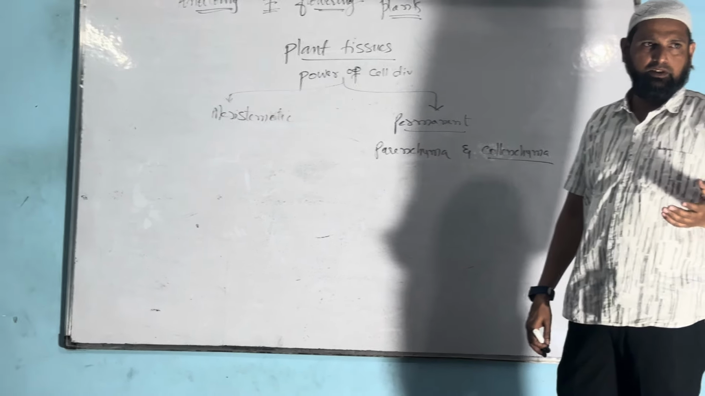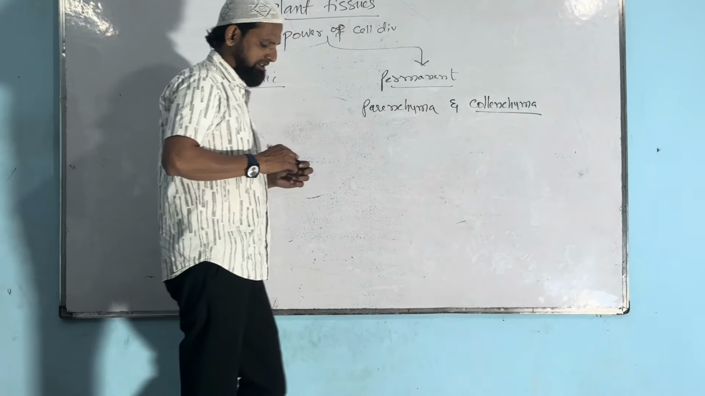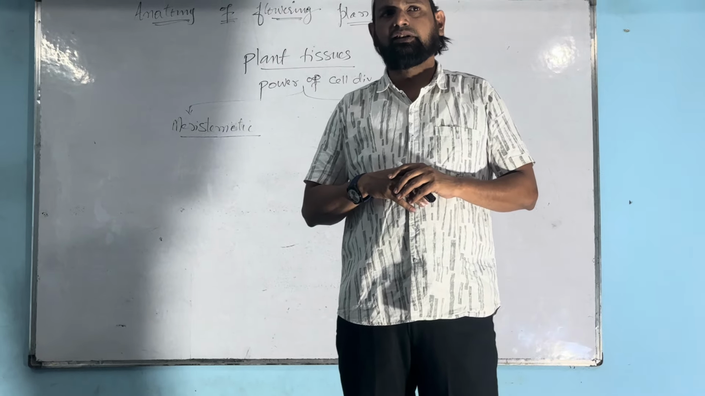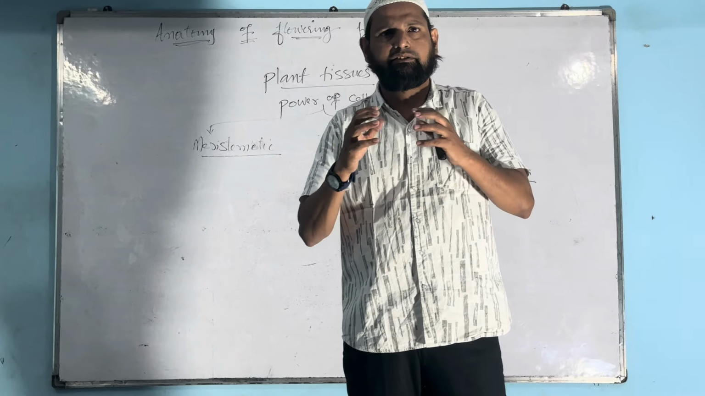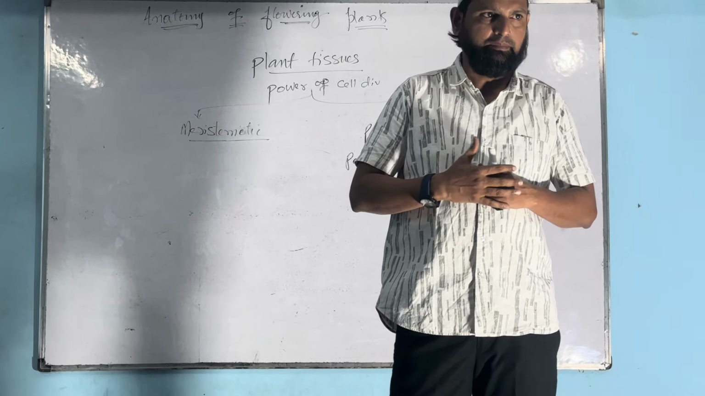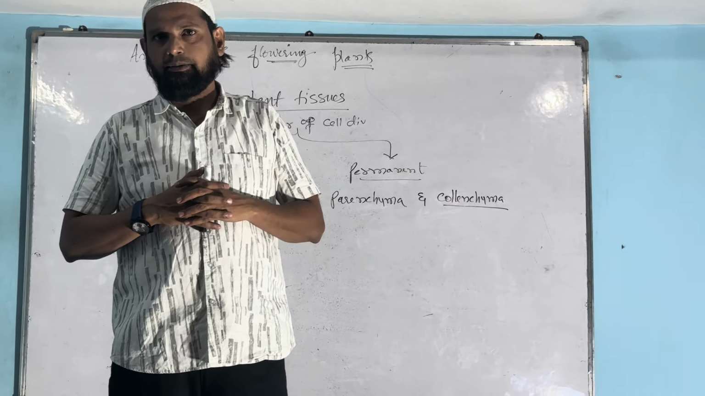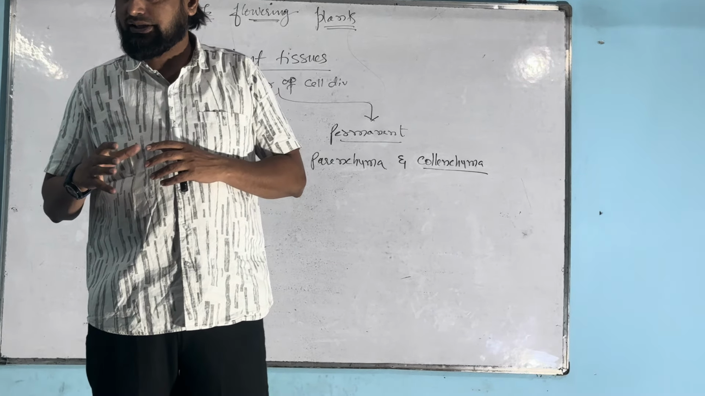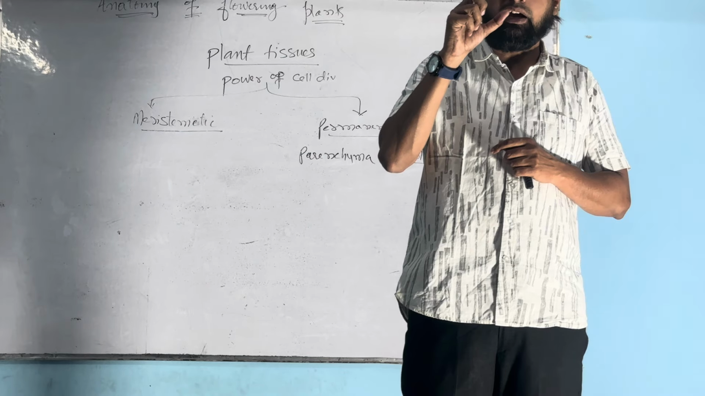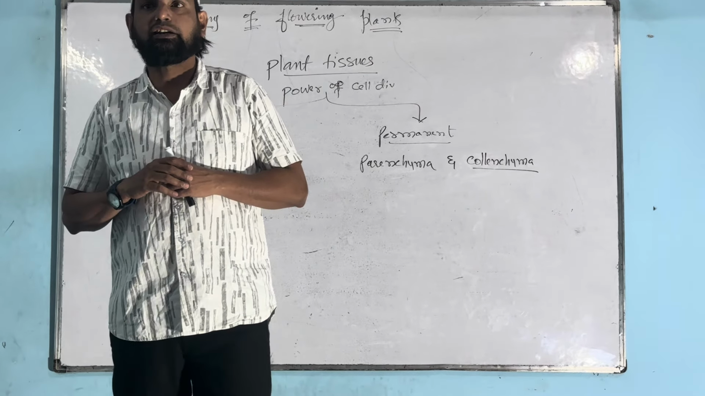Now come to the next one. If we take the first type, meristematic, what are the specific characters of the meristem? One character I have already told you, that it can divide. Besides that, meristematic cells are immature cells, and they are undifferentiated cells. Their cell wall is thin, and the cell wall is chemically made up of cellulose.